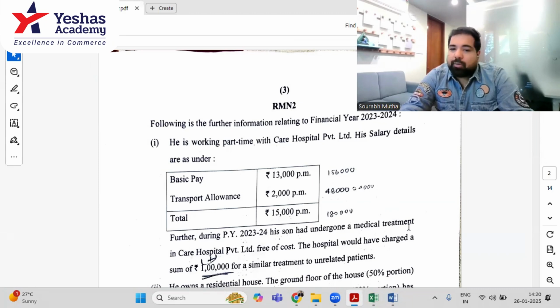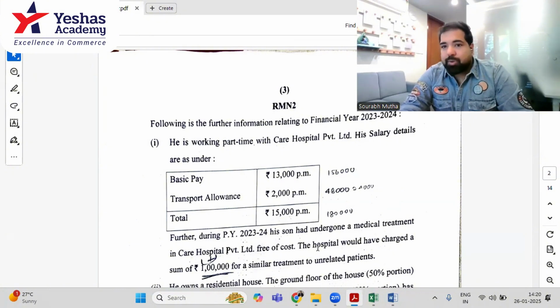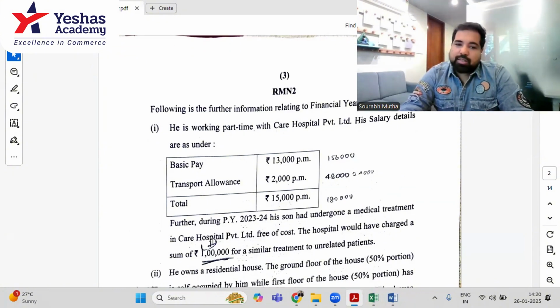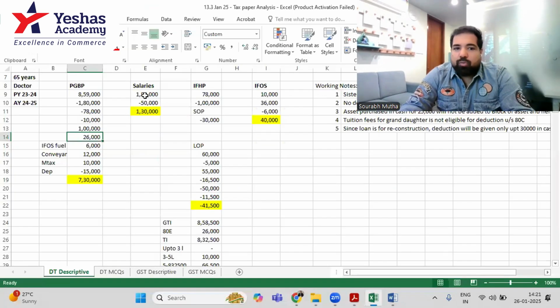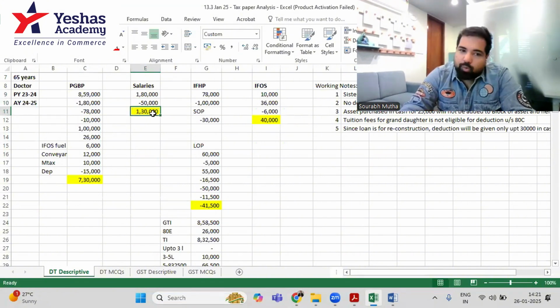Next, his son had undergone a medical treatment in the same hospital. Is it a perquisite? Yes. But if you remember GMC hospital, government or managed by a master, that is your employer, here it is the same hospital he's working in, and hence this perquisite will not be taxed. So you will tax 13,000 into 12, 1 lakh 56, 2,000 into 12, that is 24,000. These two amounts you will tax and you will not minus anything. So here we go, that's 1 lakh 80 minus standard deduction of 50,000 because it's the optional scheme, and 1 lakh 30,000 is the final salaries number, which I've highlighted in yellow.